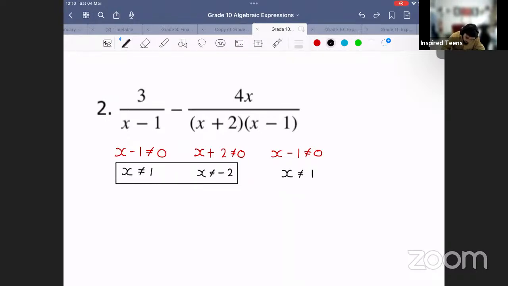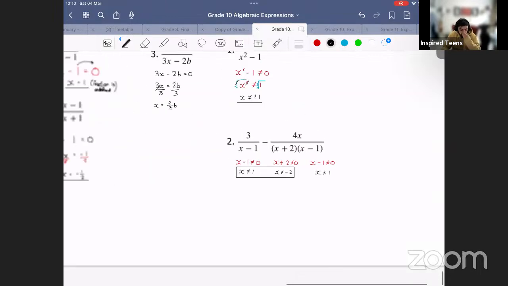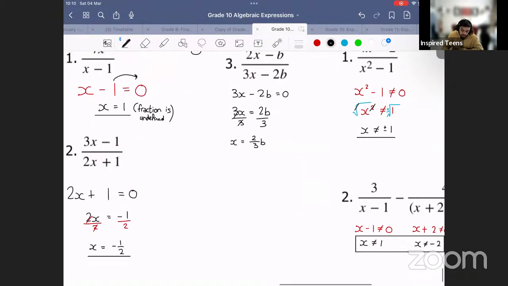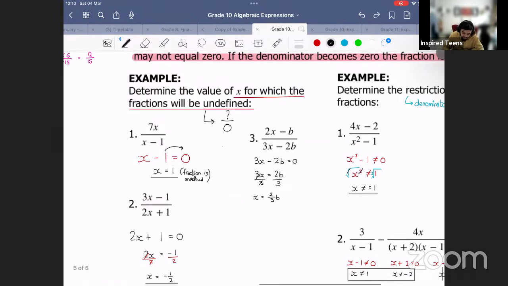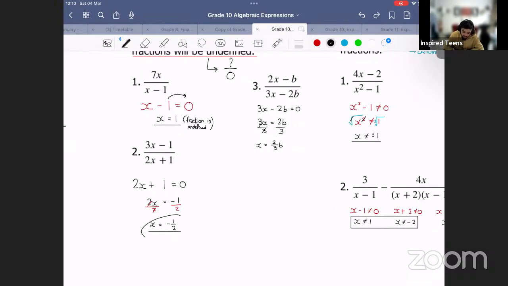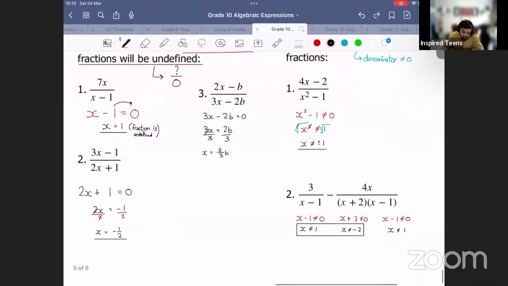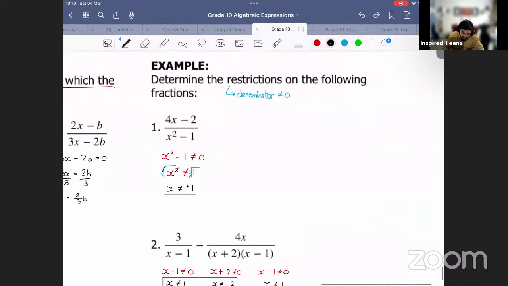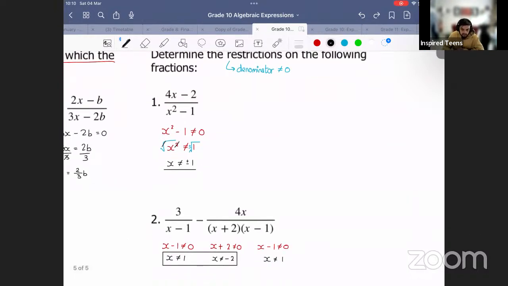There's another way of solving it, by just using a not equal to sign instead of the equal to sign. In this case, you see the question was phrased differently. They say which x values will make it undefined. So I said when x is equal to 1, it will be undefined. When x is equal to -1/2, it will be undefined. When x is equal to 2 over 3b, it will be undefined. In this case, they ask what the restrictions are, so it's phrased differently, and the answers are slightly differently structured.